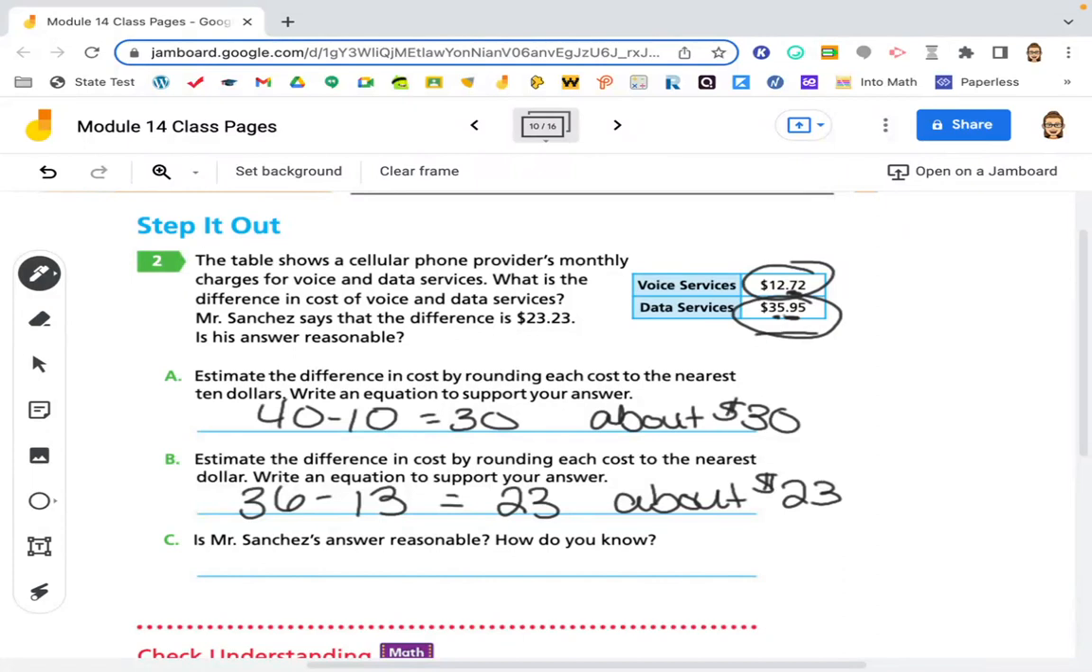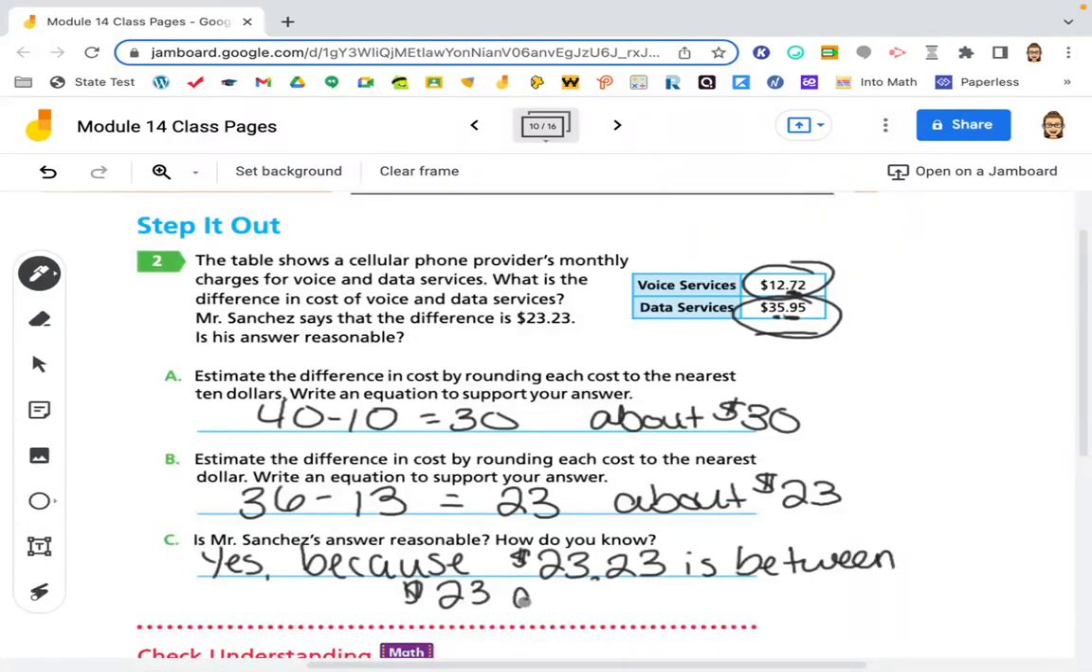And is Mr. Sanchez's answer reasonable? How do you know? Yes, because $23.23 is between $23 and $30.